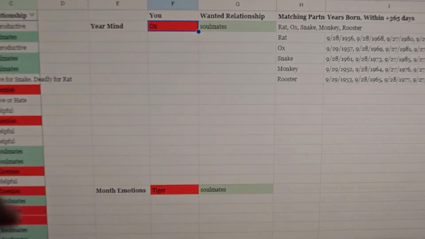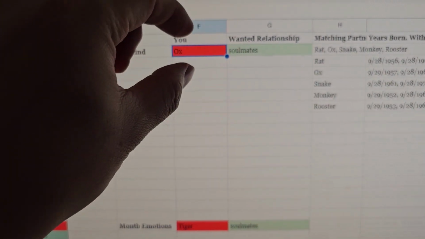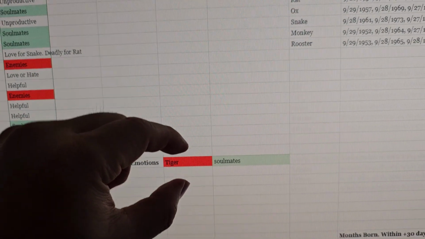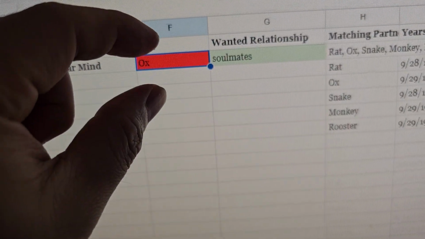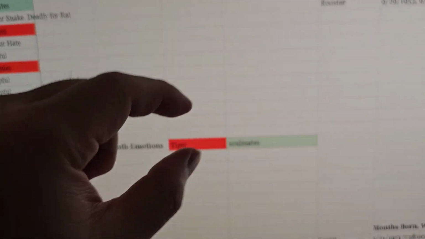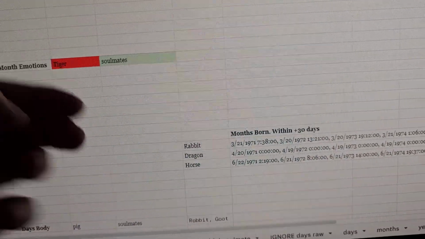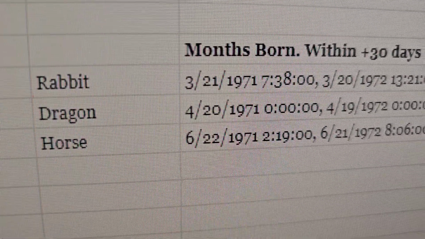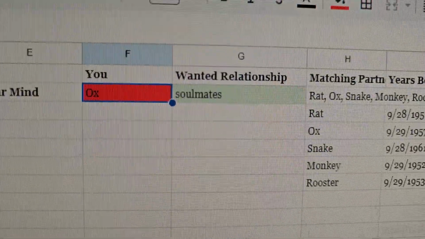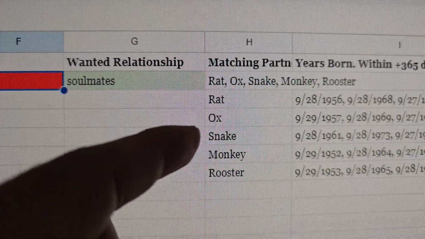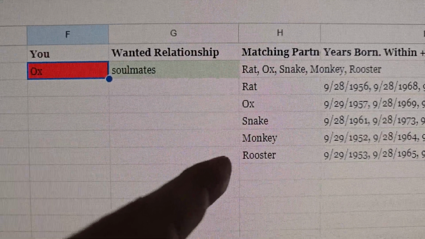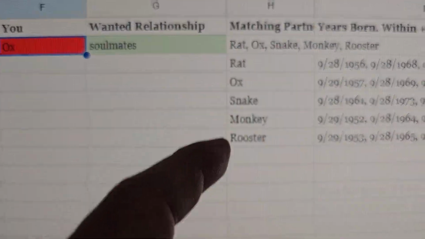So our page number 1, what it should look like is there should be a field for entry here and another field for entry here. When someone types in their birth animal for the year and their birth animal for the month, then we tell them this month is compatible. Soulmates are rabbit, dragon, and horse, and rabbit, dragon, and horse are born in these months. The year of your birth is rat, ox, snake, monkey, rooster, and these are the years rats, ox, snake, monkey, and roosters were born.